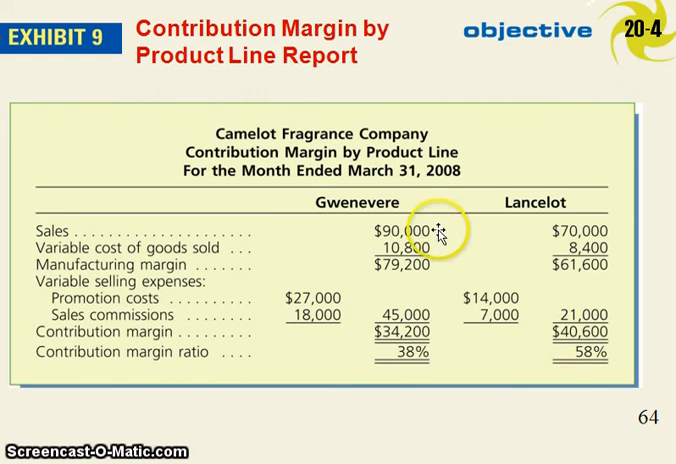So you may be selling more of Guinevere. It may be bringing you a greater sales figure. But the idea is that you're making more money on Lancelot because you don't have to spend as much money on promotion costs or sales commissions.